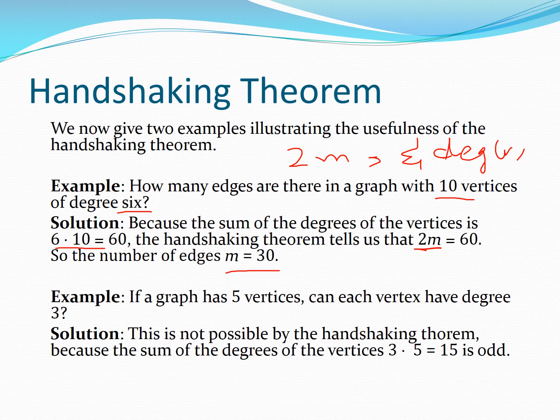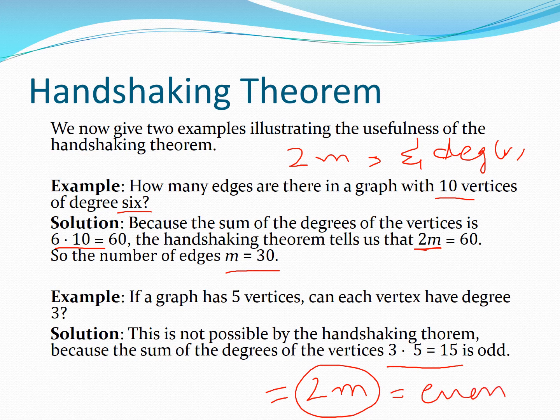Now let's take a look at it. If we have 5 vertices and each has degree 3, then if one vertex has a degree 3, 5 vertices are going to have 5 times 3, that is going to be 15. This has to be equal to 2 times m, where m is the total number of edges in your graph. So what does this tell us? If it's 2 times m, then this has to be an even number.